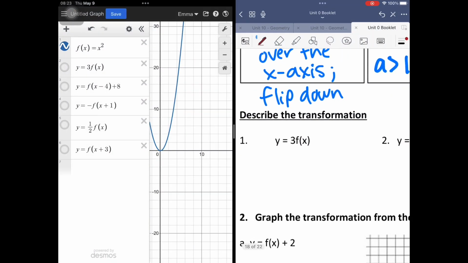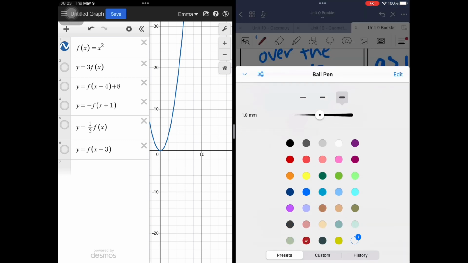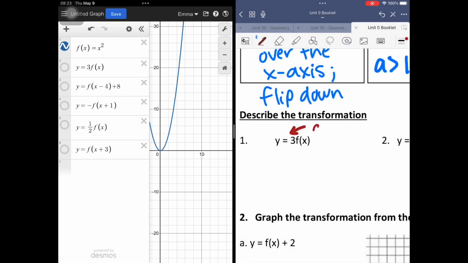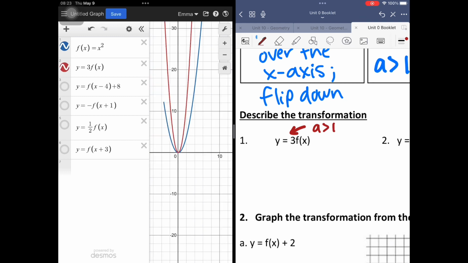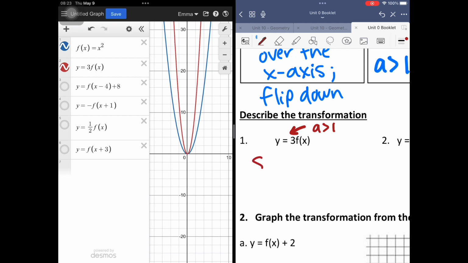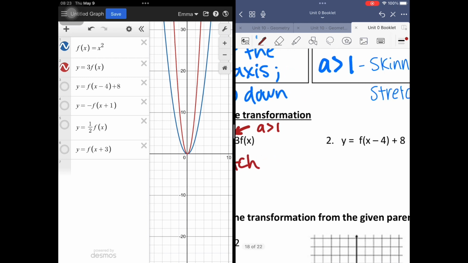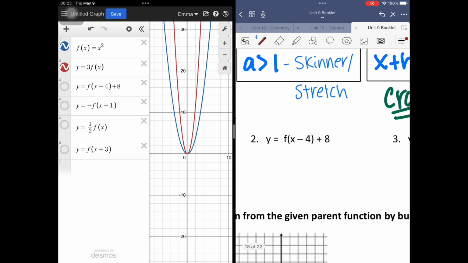This one right here, I'm looking at the a value. Our a value is greater than 1. So it looks like, on our graph, perfect, this is going to be a stretch. And that's all you have to put. Let's go ahead and look at this one. It looks like we're going to have 2.